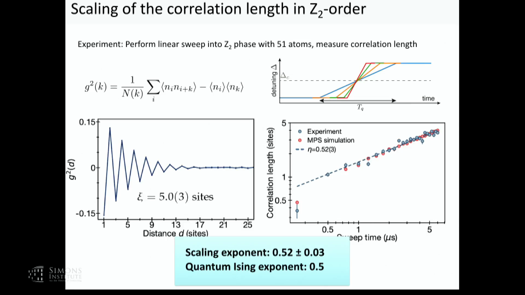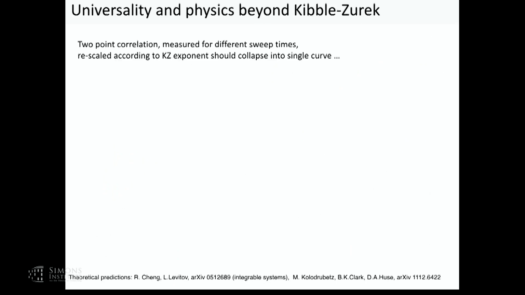So that shows that we can easily verify this Kibble-Zurich prediction. But actually there is more to that than just this one plot. In this theory of quantum phase transitions, universality is a big thing. What universality says is that so long as you're in this quantum critical regime, no matter with what speed you go, you'd have the same result, except you do this rescaling.